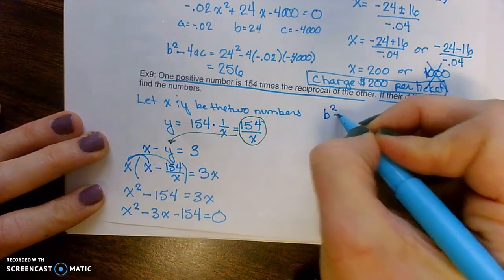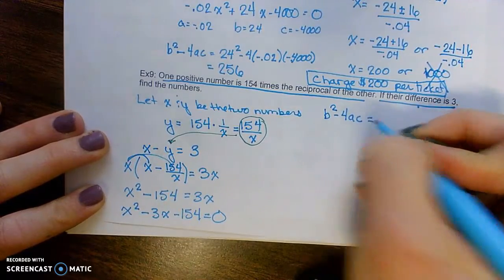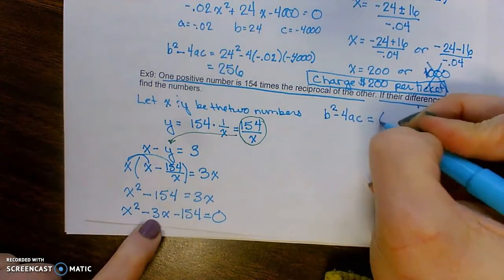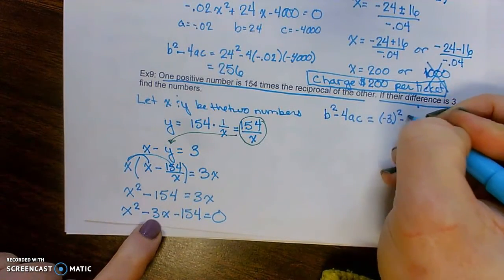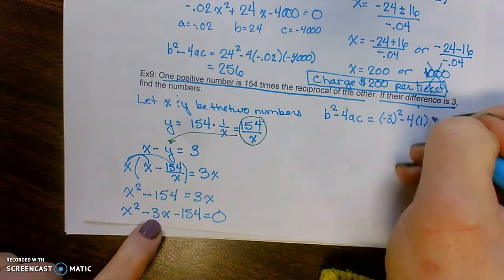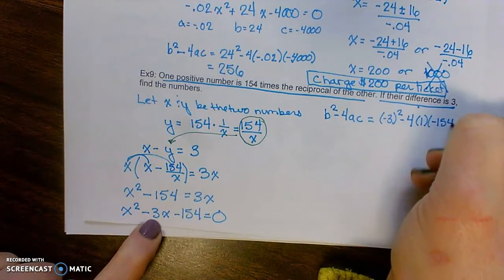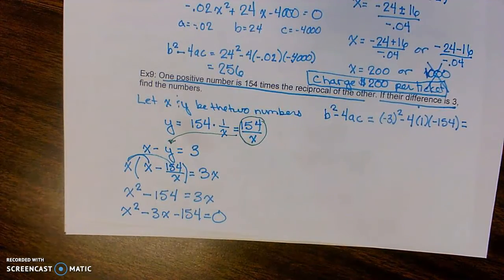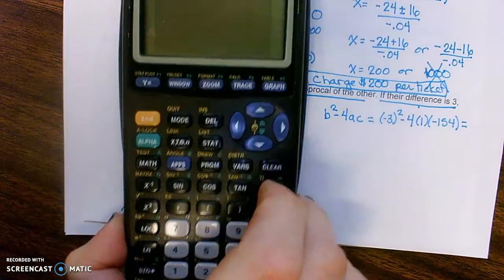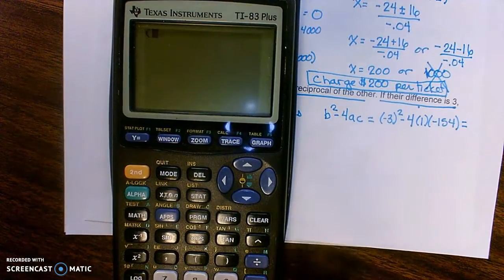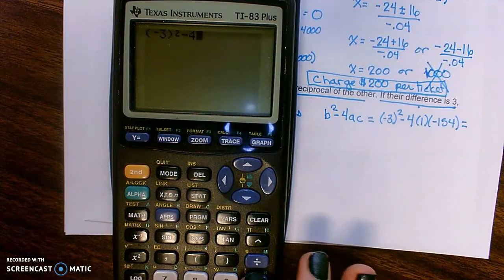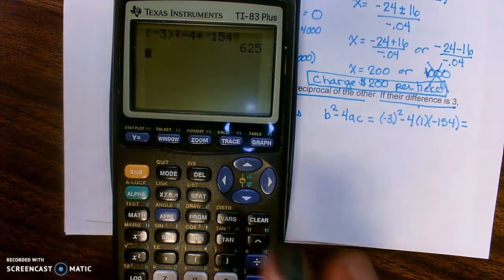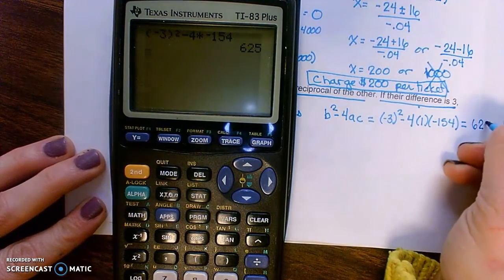When I'm doing the quadratic formula, I like to do b squared minus 4ac first. So b is negative 3, minus 4 times a, which is 1, times c, which is negative 154. If you plug all of that into your calculator, you get negative 3 squared minus 4 times 1 times negative 154. You get 625.